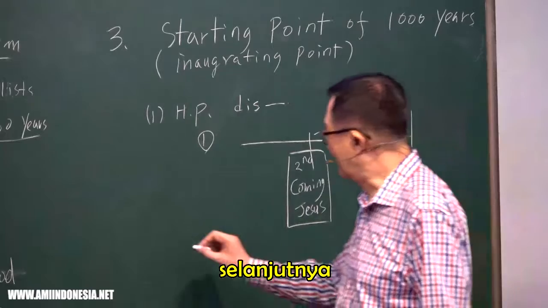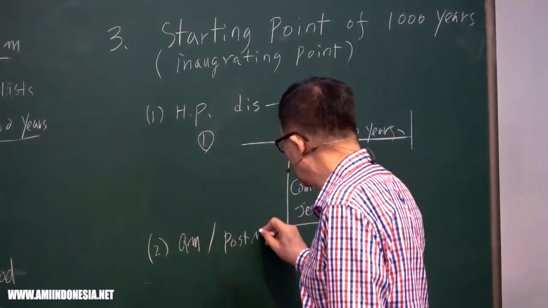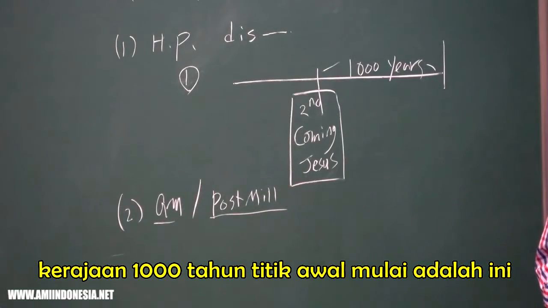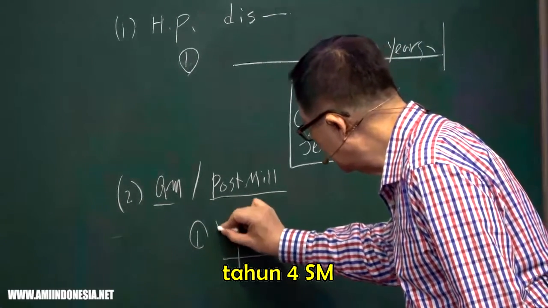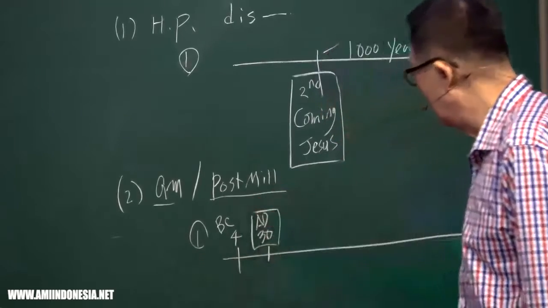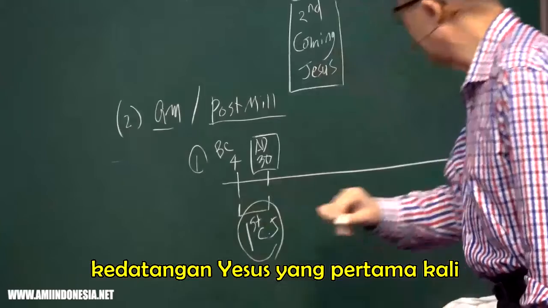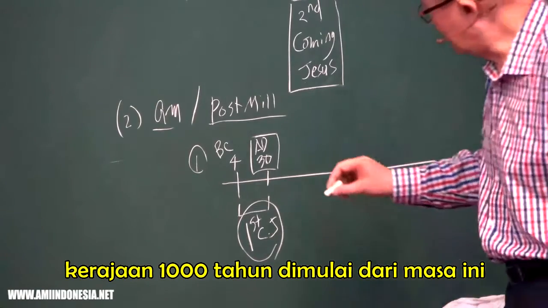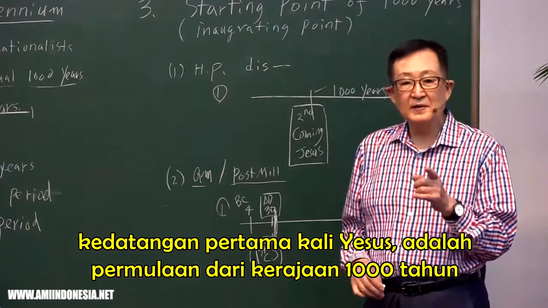Okay, now. Then, how about amillennialists and postmillennialists? Their millennium kingdom starting point is this: BC 4, AD 30. You know AD 30. This is what? This is the first coming of Jesus. They believe the millennium kingdom started already at this moment. The first coming of Jesus is the beginning of the millennium kingdom.